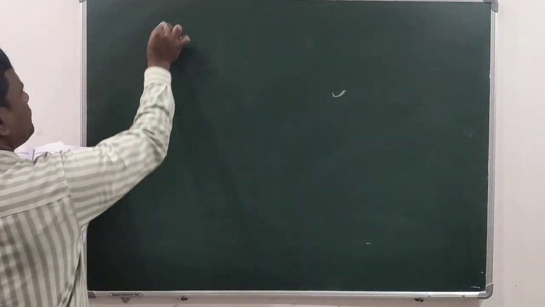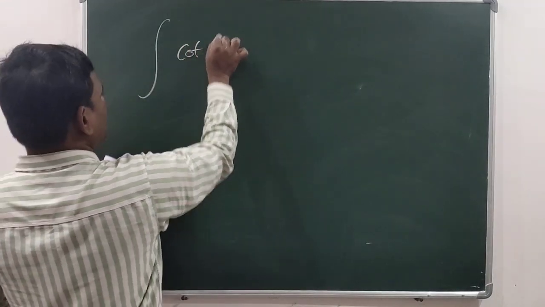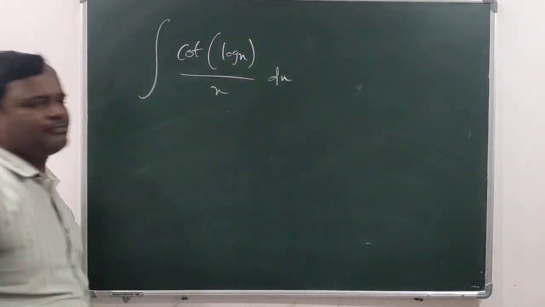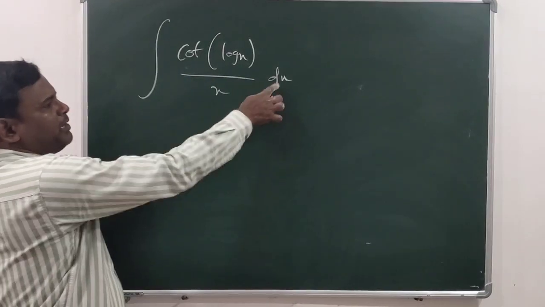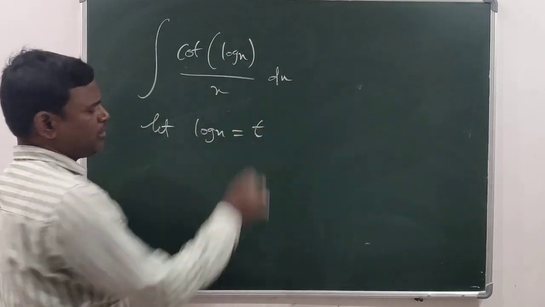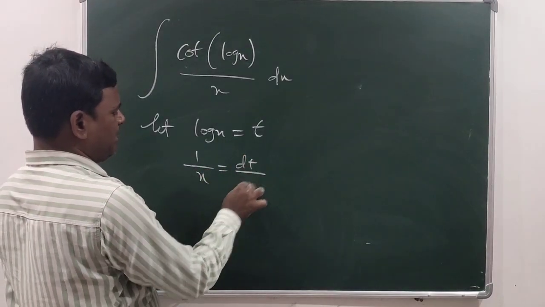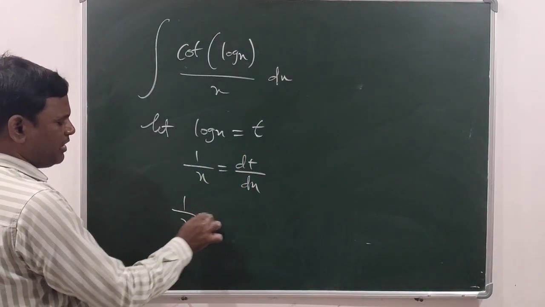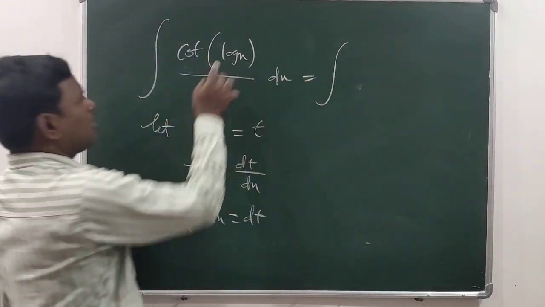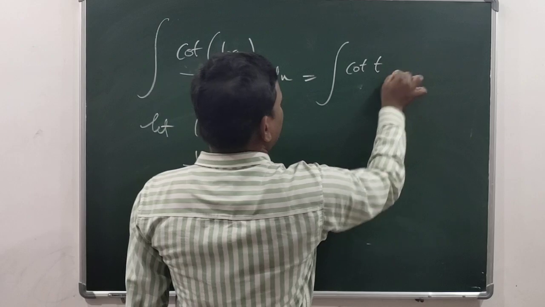Integral of cot of log x by x into dx. Cot of log x by x into dx, same as the previous one. Let us take log x equal to t. Now differentiate on both sides with respect to x. Now 1 by x equal to dt by dx. Now when you take dx to the left side, 1 by x into dx equal to dt. Now cot of log x value is t. Now cot t into dt you will get.